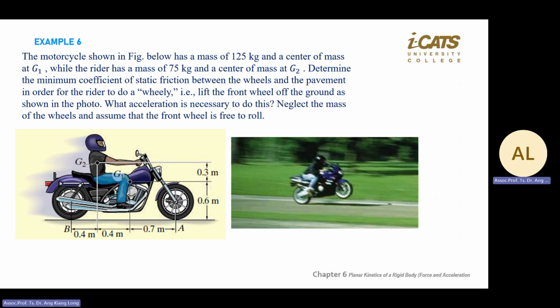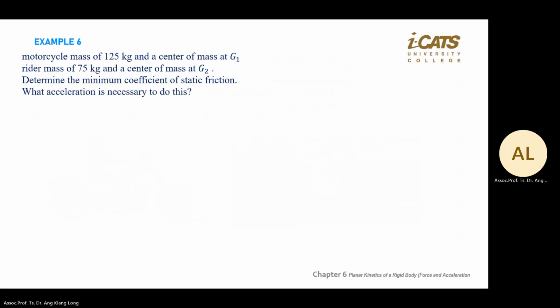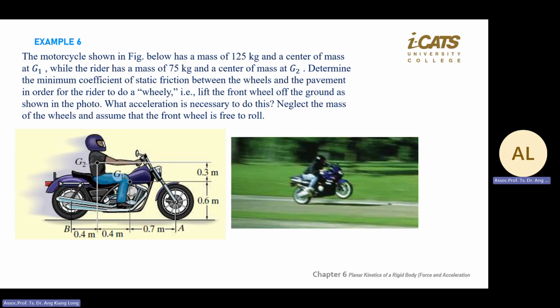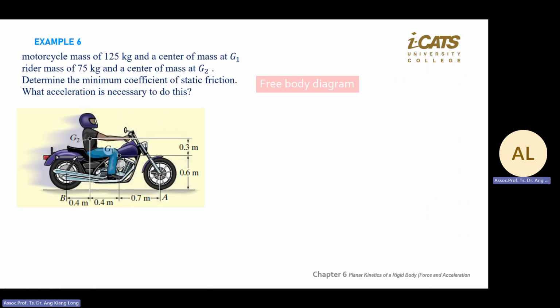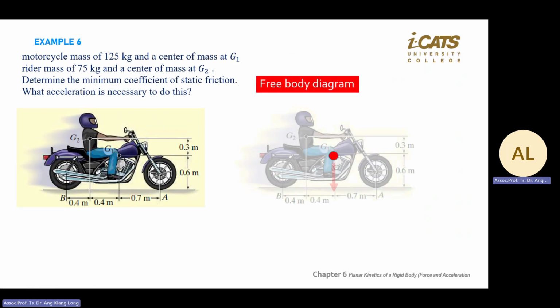Because the question asks you to imagine the object doing this action, the front wheel A does not have friction. You can put friction at wheel A, but it's zero when it lifts off. So this is an example of how you do it. In the free body diagram, draw the W: you have W1, W2, and then NA, NB. So this is quite standard.